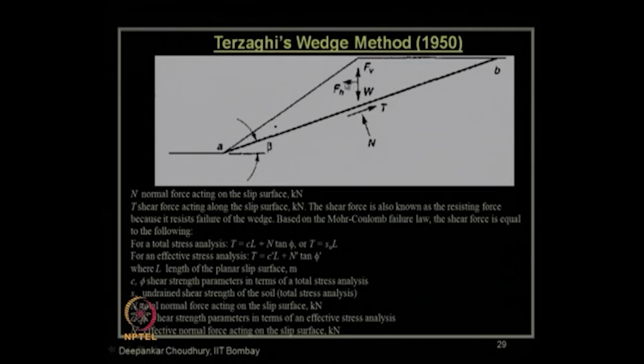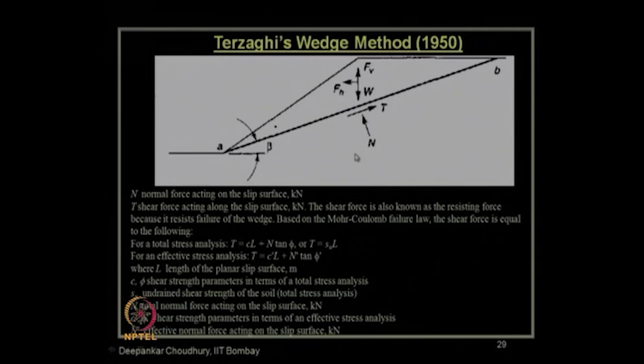And remember, it needs to be considered in both the directions, like this way as well as this way, and Fv also needs to be considered upward as well as downward. And for a particular combination of these directions of Fh and Fv, you will get the critical value of factor of safety or lowest value of the factor of safety for your design, right.